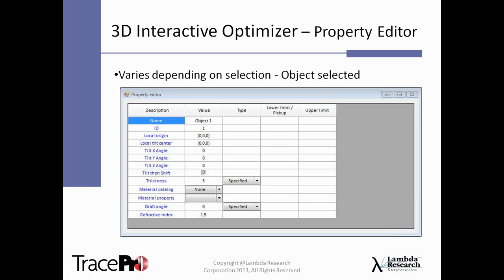If you're working in the object window, then the selections here in the property editor change. We can choose the origin of where the object's going to be inserted, any tilts, the thickness. In this case, this is an extruded application, so we could determine the thickness on how far that will be extruded. We can choose a material property, once again from the TracePro properties database that will be already installed on your computer. Draft angle for the extrusion, as well as we wanted to set just a default refractive index for the model just in the model view.